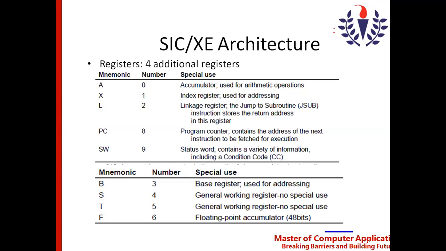As we know, in SIC we use 2 data types: integer and character. No floating point values can be used in SIC, whereas in SIC/XE we can. That is the reason we have the F register in SIC/XE. It is meant for floating point, so in order to perform operations using floating point values, we involve the F register. That is how we have 9 registers in total in the SIC/XE architecture.